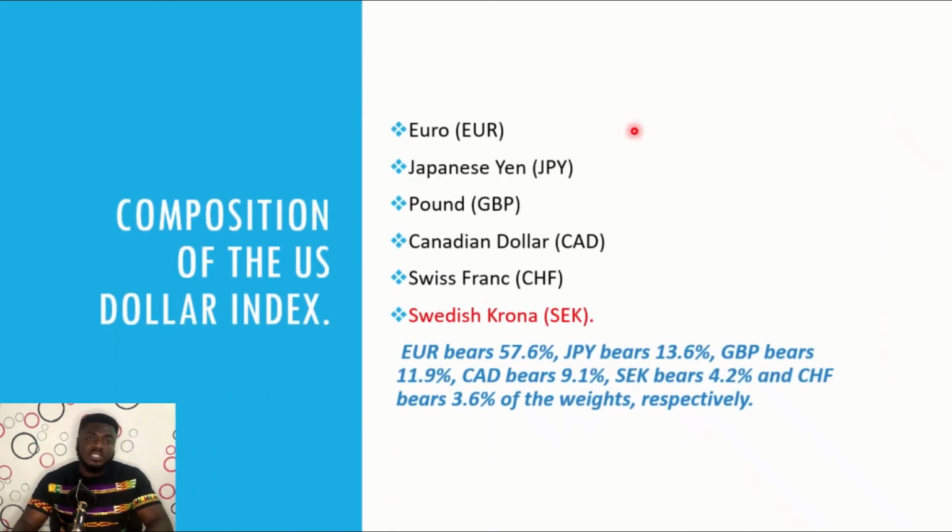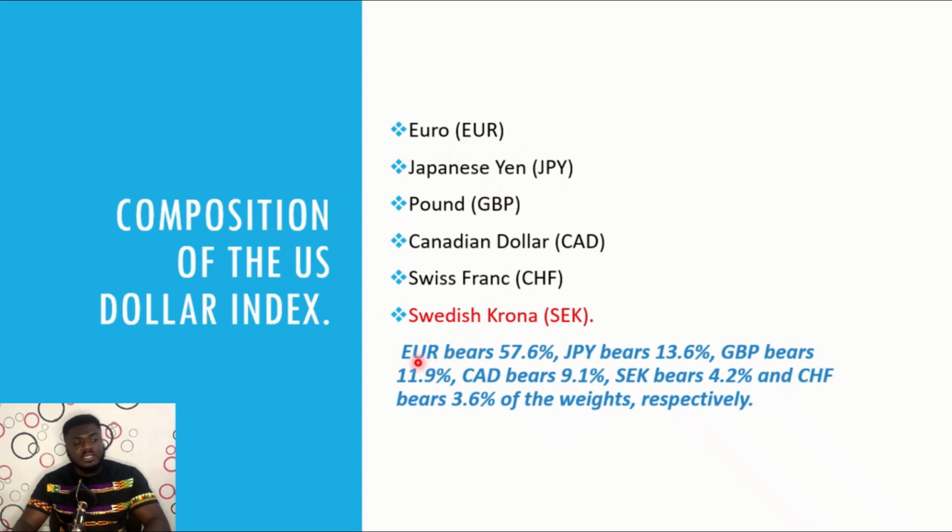So with the composition of the US dollar index, we have the euro, the Japanese yen, the Great British pound, Canadian dollar, Switzerland franc, and the Swedish krona. These are the major currencies that make up the US dollar index. However, the majors we have on here are the euro, JPY, GBP, CAD, and CHF. We wouldn't be focusing on the Swedish krona since it is a country from an emerging economy. We'll only be focusing on these ones, that those are the major currencies.